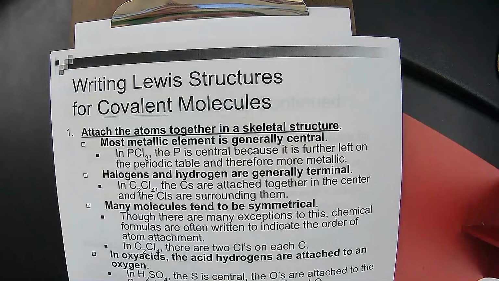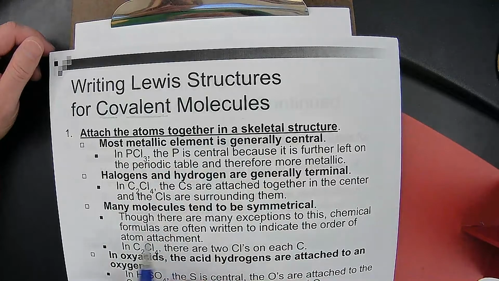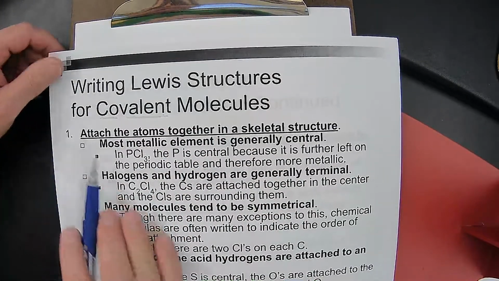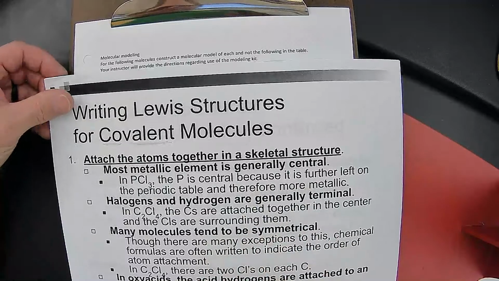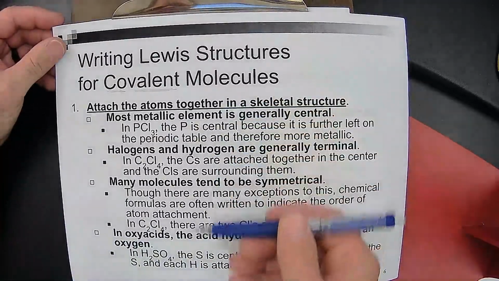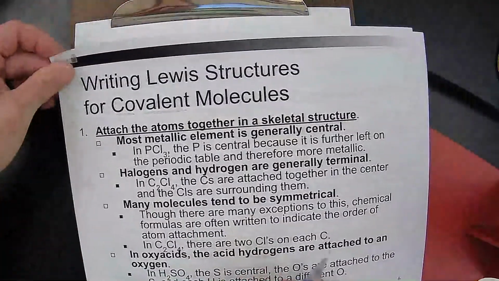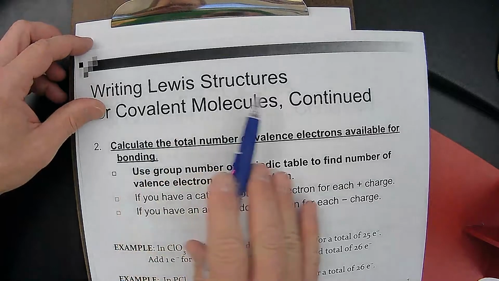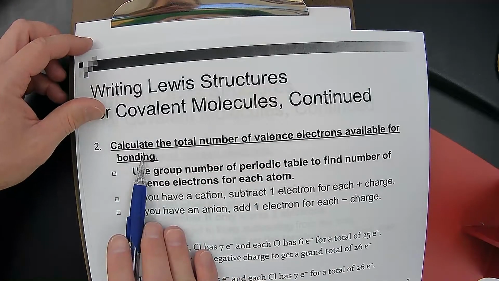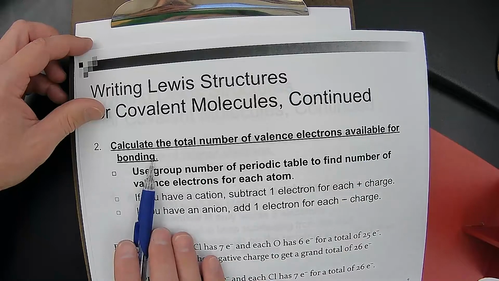video, we're going to be moving to the second step of writing Lewis structures. In the previous video, we looked at several examples of how to attach the skeletal structure together using guidelines to be able to do that. And now we're going to be moving to the second step of writing Lewis structures, and we're going to calculate the total number of valence electrons available for bonding.